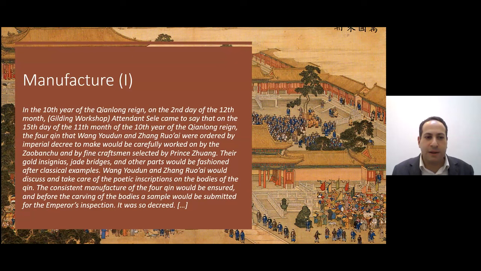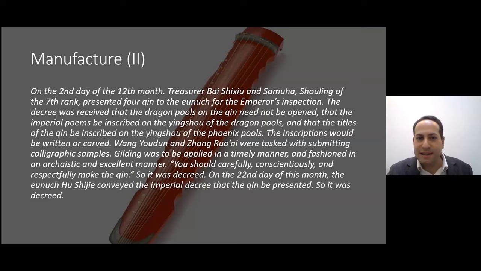The gold insignias, jade bridges, and other parts would be fashioned after classical examples, and they would discuss and take care, etc. And on the second day, the treasurer would come and present the fortune to the eunuch for the emperor's inspection. The decree was received that the dragon pools, the sound boxes on the guqin, need not be opened, that the imperial poems be inscribed, etc., etc. The point you should get from this is that there are really, really detailed reports that we can study, which are really fascinating to look at.